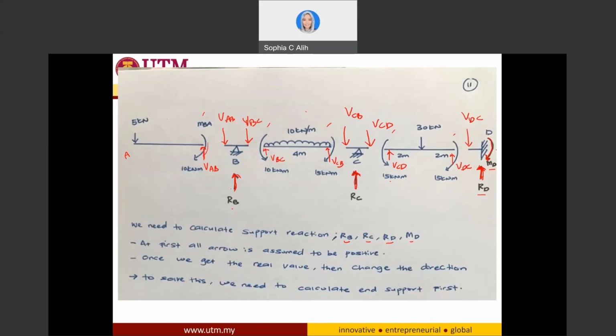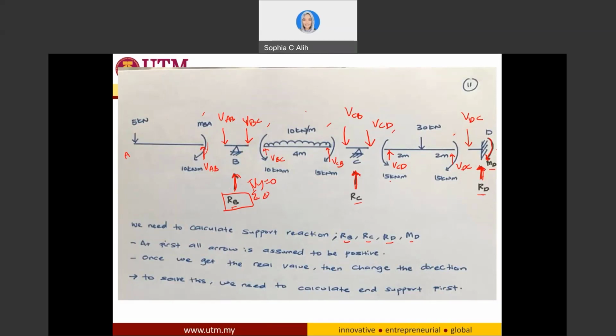Okay, so it is very straightforward for you to calculate how much is VBC. Once you get how much is VBC, you just need to balance it at the other end, and you will have VBC over here. And in order for you to get the amount of RB, the total of the reaction over here, vertical Fy, should be equal to 0. So you will have RB. And similarly, you can easily get RC, you can easily get RD.